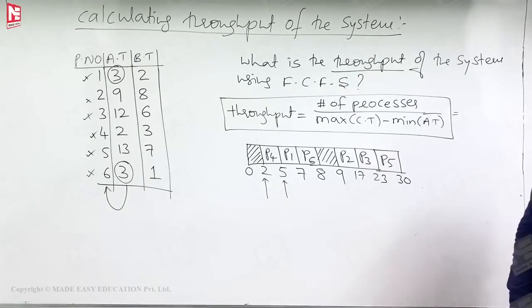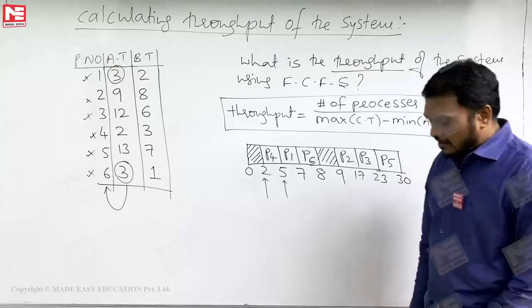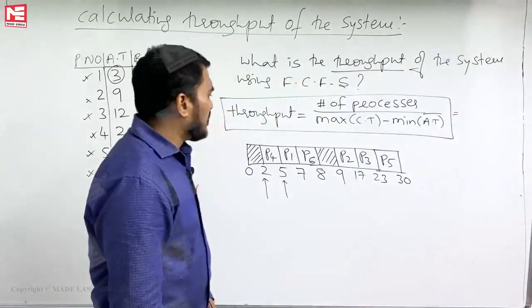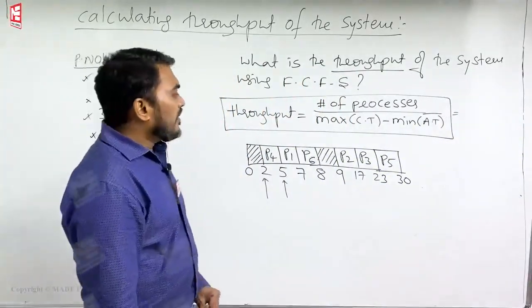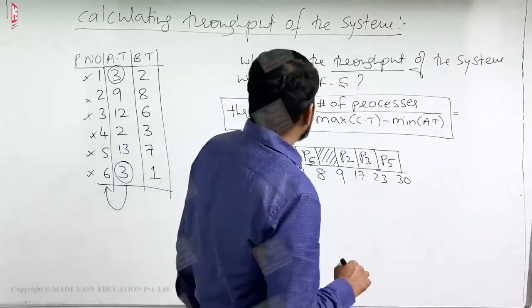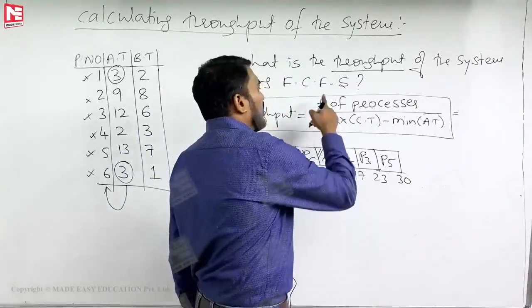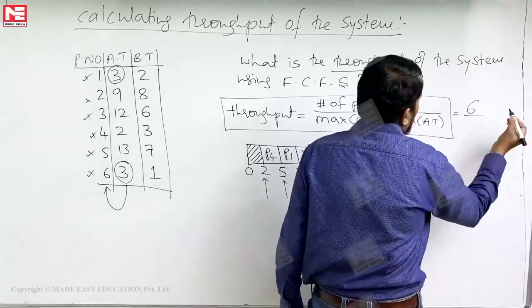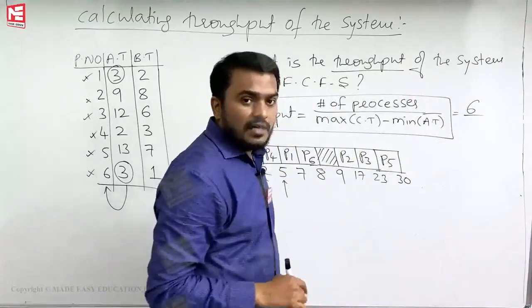Right. Now remember, now apply the formula. Let's find out the answer first. Find the answer first. Many people are making mistakes, I will discuss that later. Now understand here. If you observe the number of processes, how many processes are there? 6. Max of completion time.